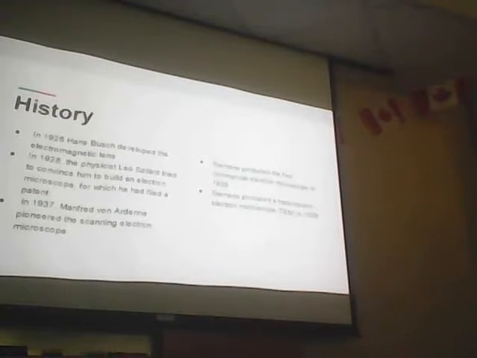Okay, about history. In 1926, we had the electromagnetic lens for the first time, and then 2 years later, the first electron microscope was developed. And then maybe 9 years later, the first scanning electron microscope was used.